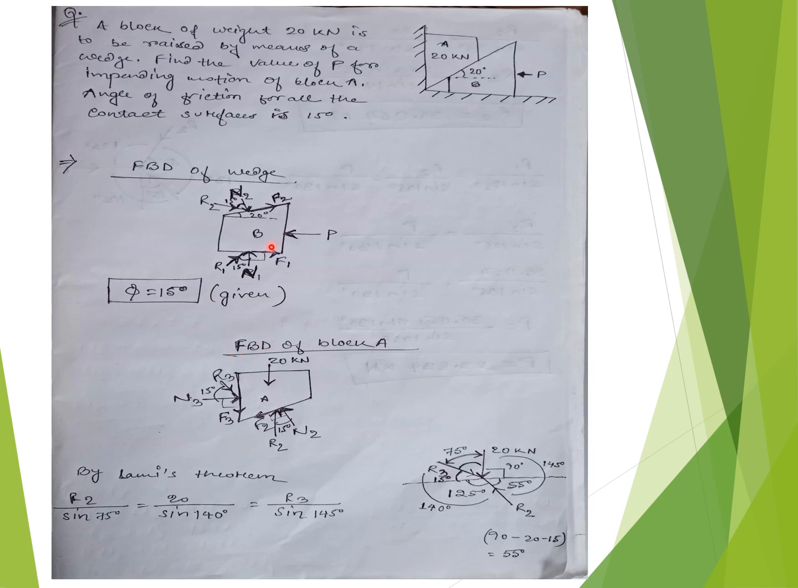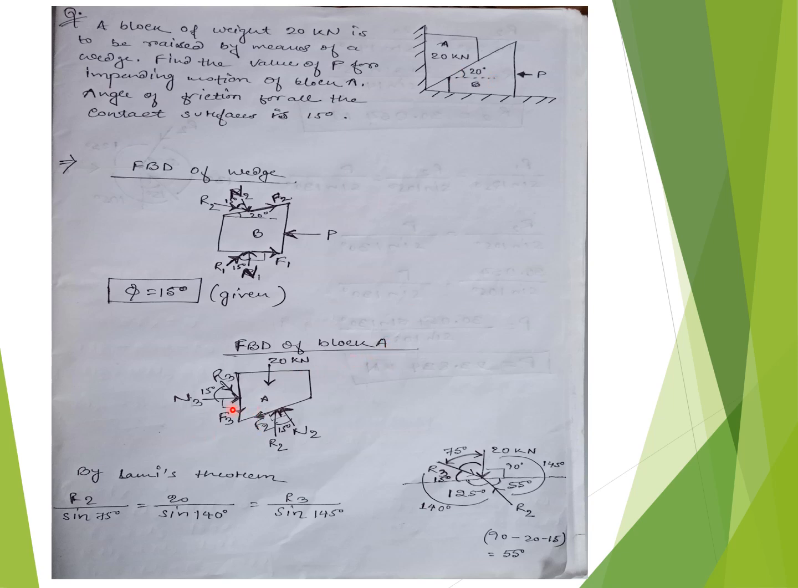R2 and R1 are the resultants. R2 is the resultant of N2 and F2, and here R1 is the resultant of N1 and F1. And phi is already given as 15 degrees. This one is complete. Next, the free body diagram of block A.